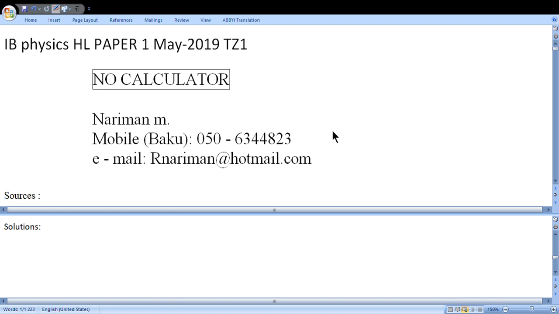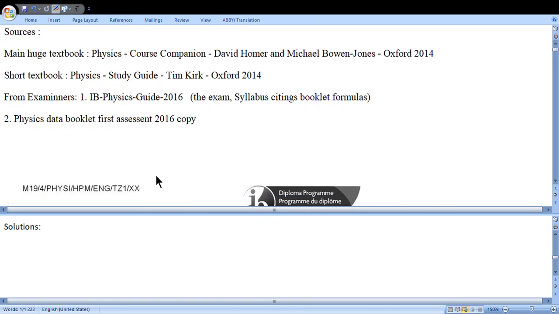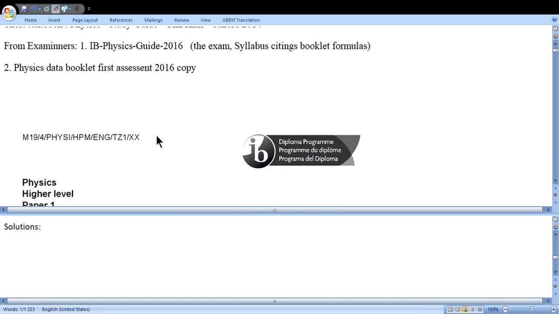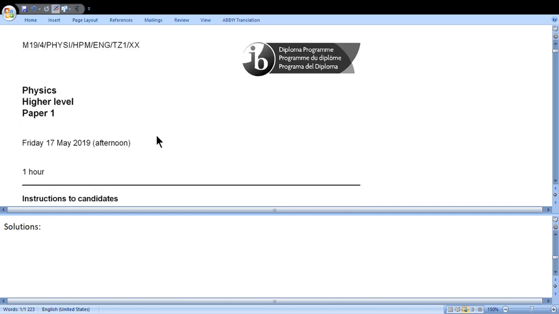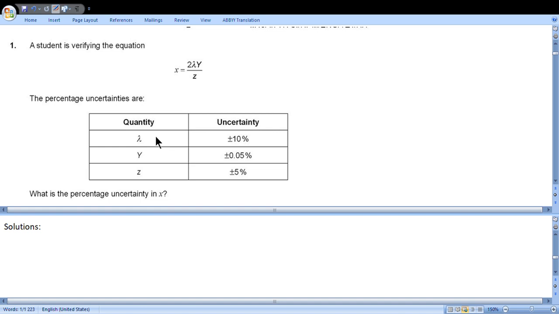I'm located in Baku. In the upper panel we will have questions, in the lower panel we will have solutions. So here are the sources that you should use to prepare for the exam. I recommend you to have the physics data booklet with formulas. Here is the cover page, and here is the first question.